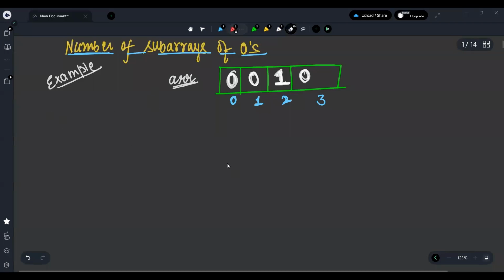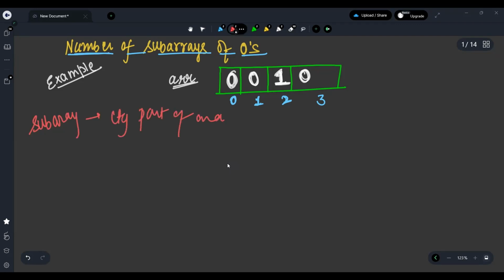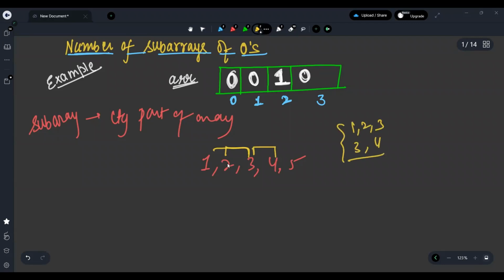First understand what is a subarray. A subarray is a contiguous part of the array. For example, if I am giving the array 1, 2, 3, 4, 5, what will be the subarrays? 3, 2, 3, 2, 1, 3, 4, 1, 2, 3, 3, 4. These are subarrays. Now, will 3 and 5 be a subarray?